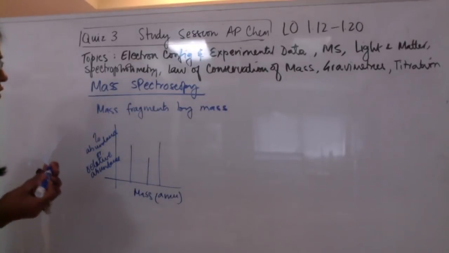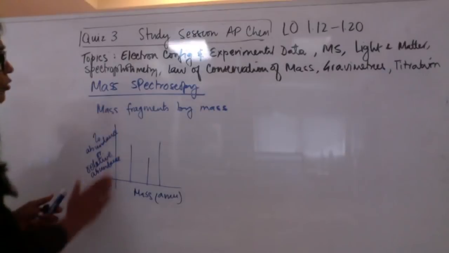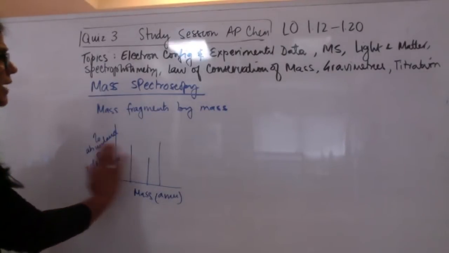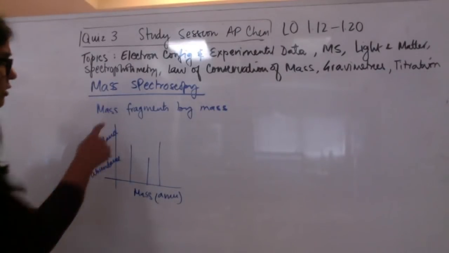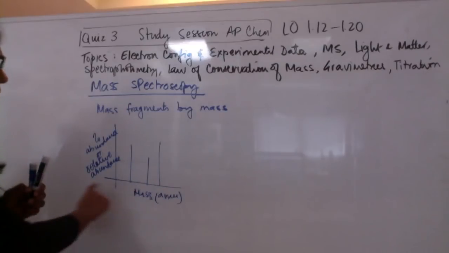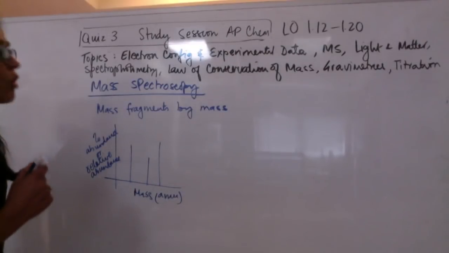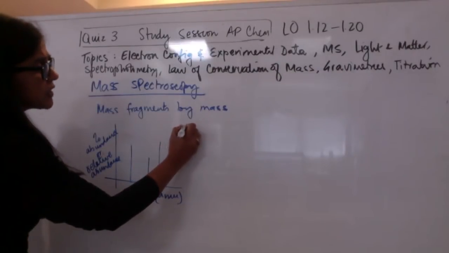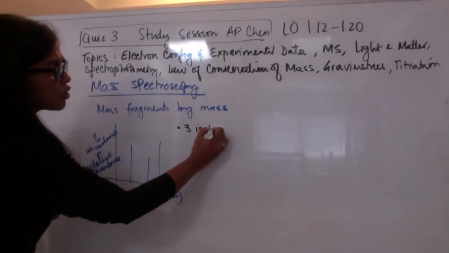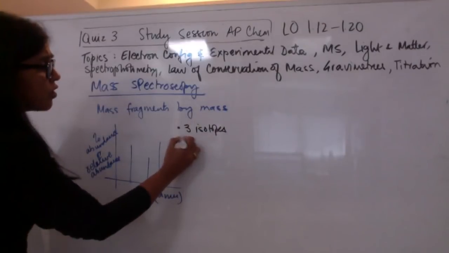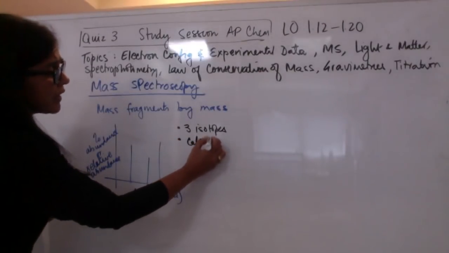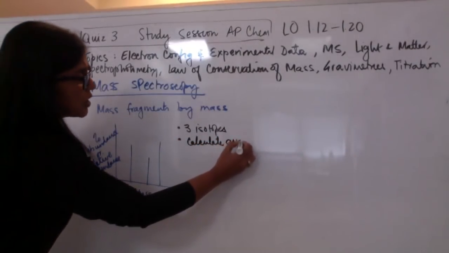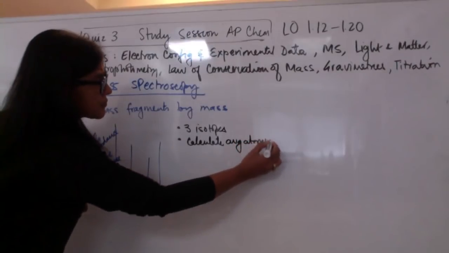Okay, so if you have an element and you pass it through a spectrograph and you get a spectrograph like that, what all can you tell? Well, if it is an element, you can tell that it has 3 isotopes. You can also calculate its average atomic mass.